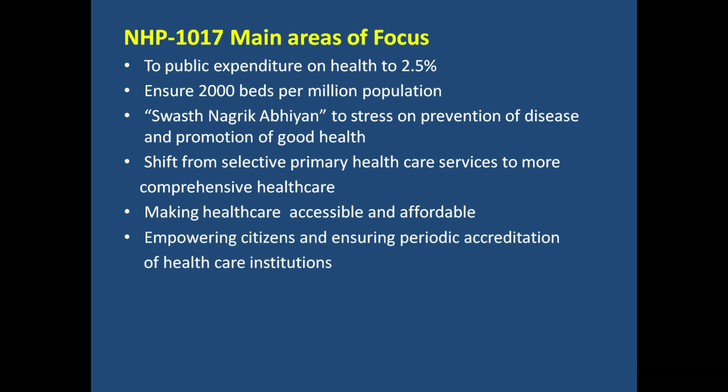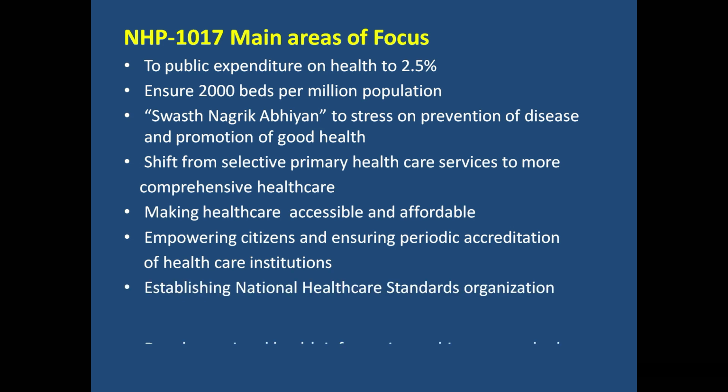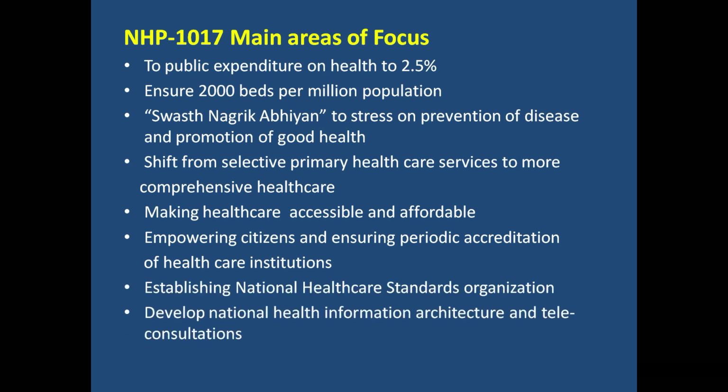And establish a national healthcare standards organization, which will look into all these aspects of the quality of care given to the masses, and develop a national health information architecture, where we have a national-level health information network, which will take care of the needs of health statistics required for proper planning and monitoring. And then we need medical pluralism. That means people should have the ability to use more than one system of medicine, wherever they need.